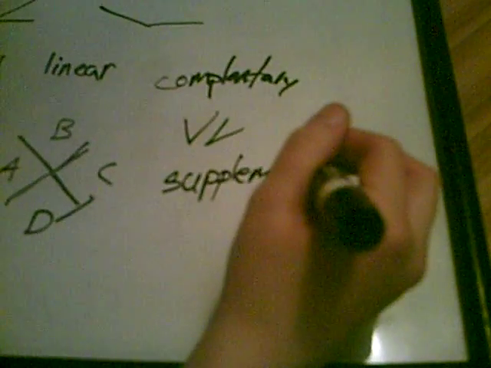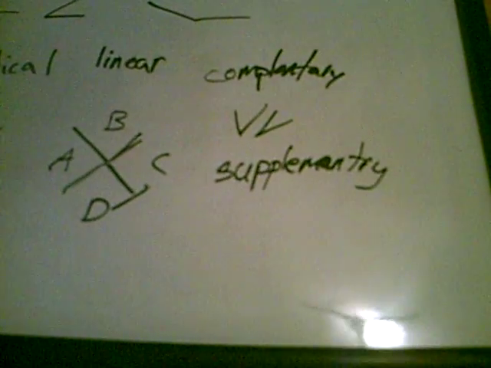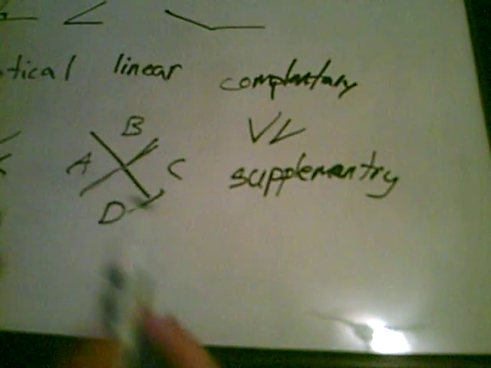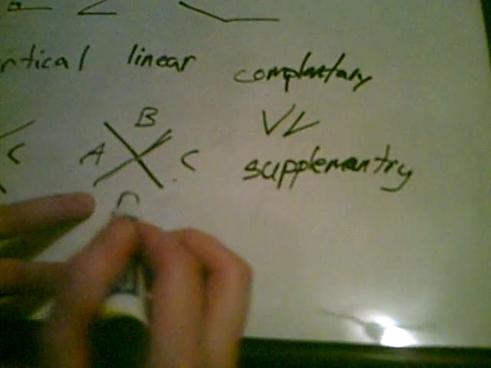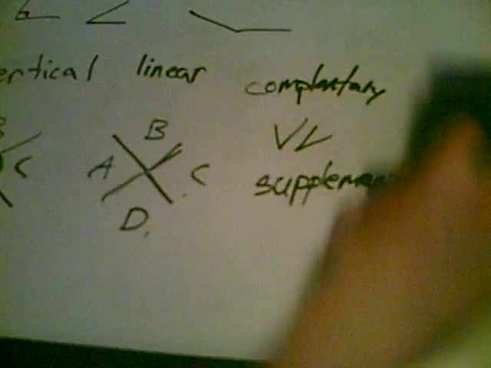You also have supplementary angles, which are pretty much the same, except you know that that plus that equals 180 degrees. You know the two angles total 180. For example, on linear angles, C and D are supplementary angles because this plus this will always equal 180 degrees.